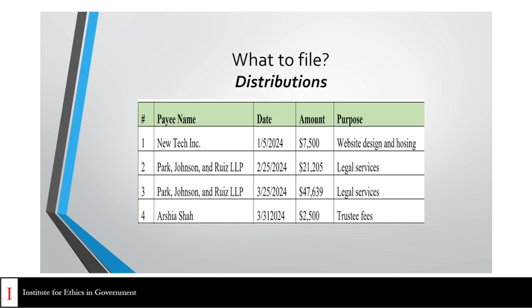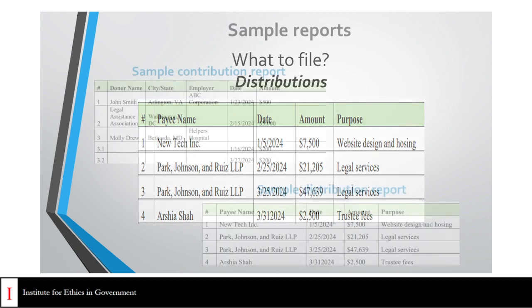Here's one example which also appears on the form. If you pay ABC Law Firm $200 in the third quarter and $5,000 in the fourth quarter, you must disclose the total $5,200 distribution to ABC Law Firm on your report due on January 30th. Next slide, please.